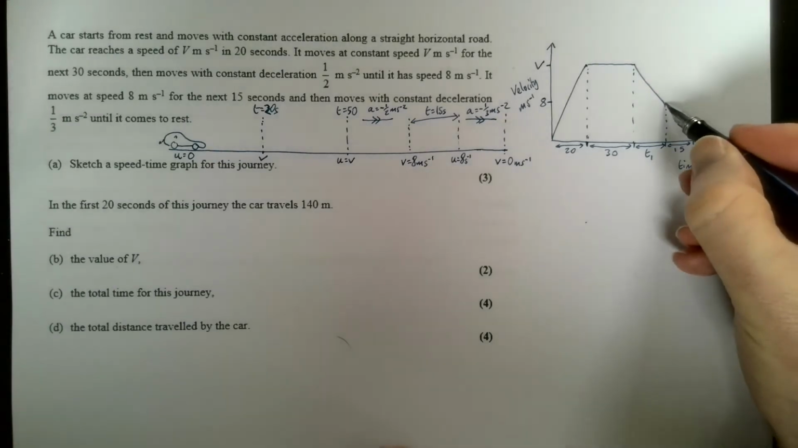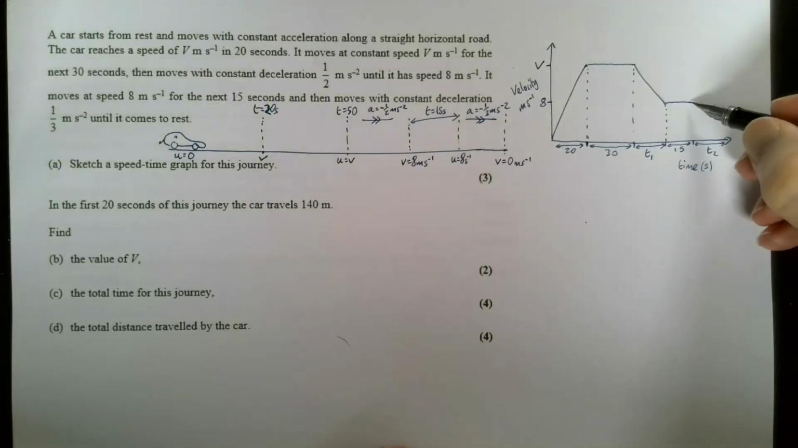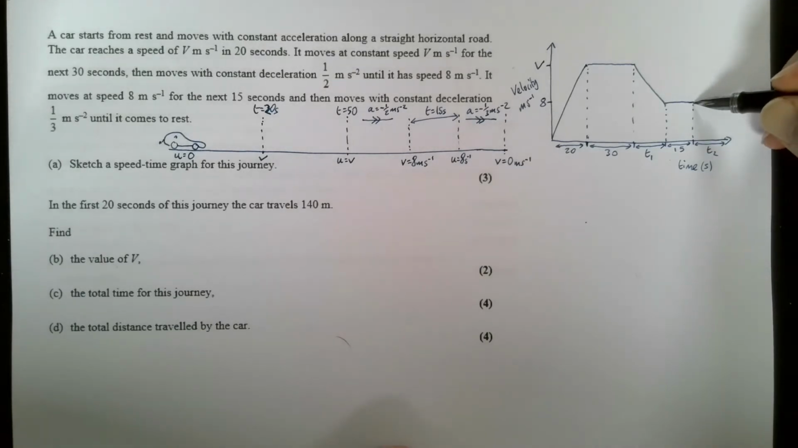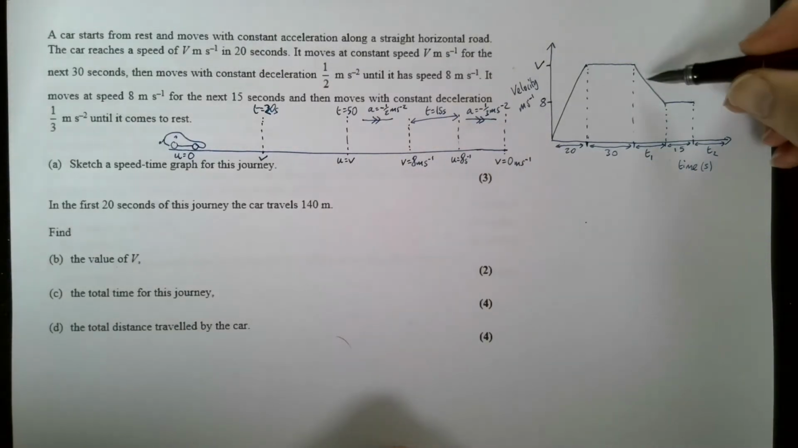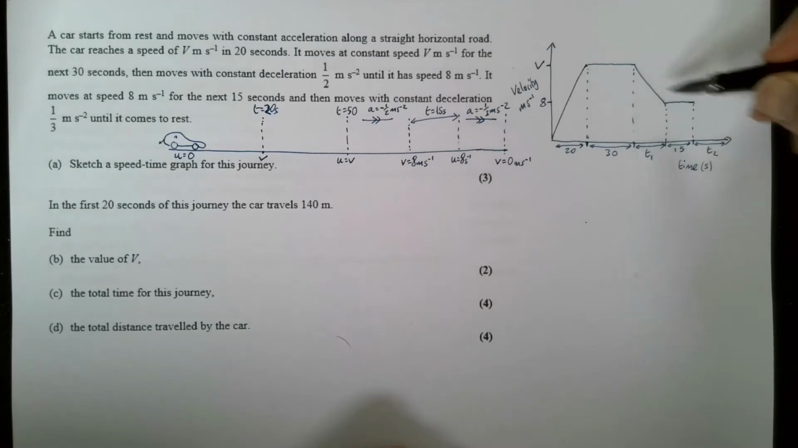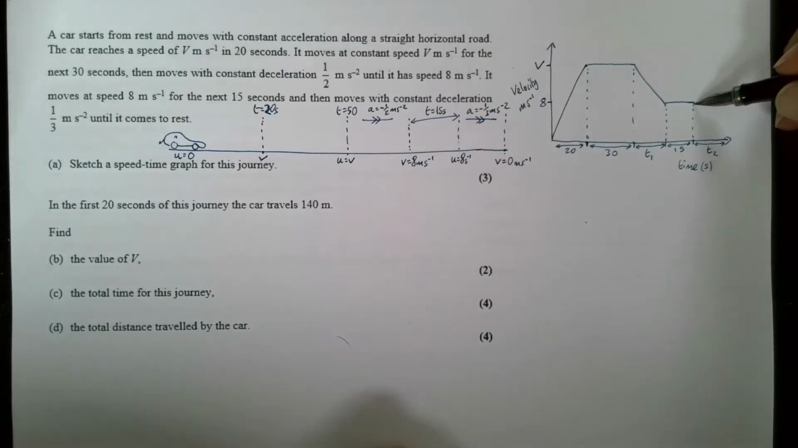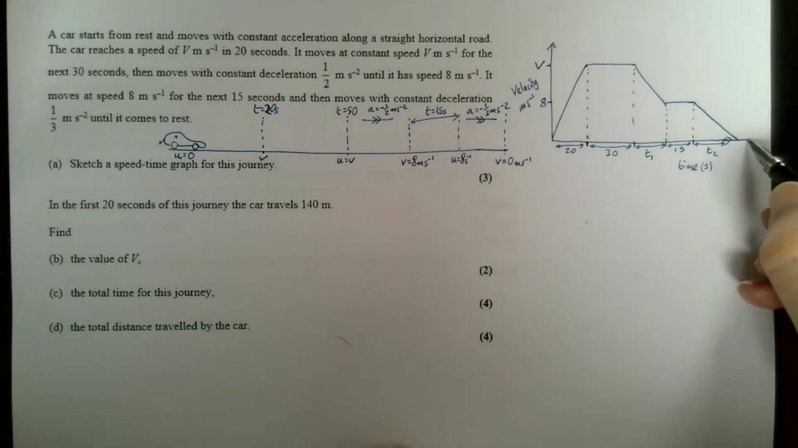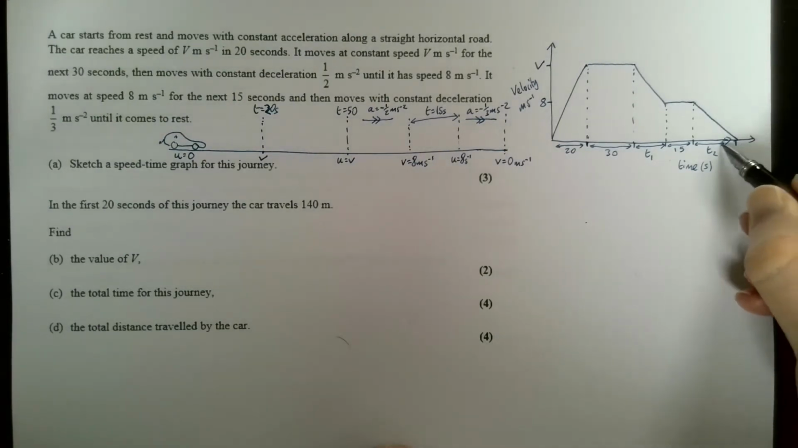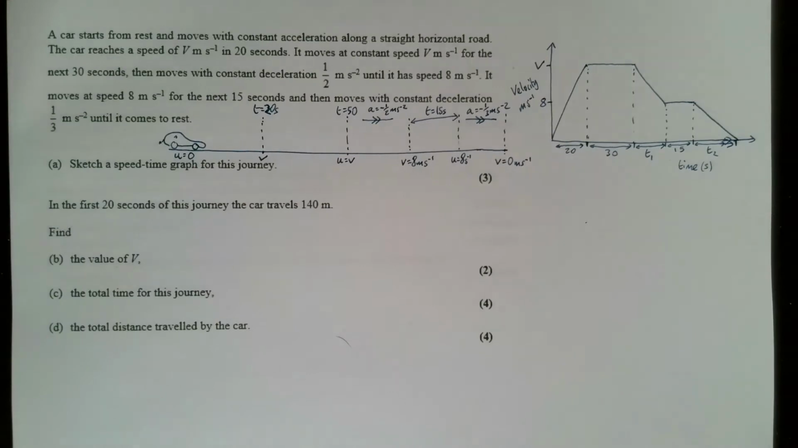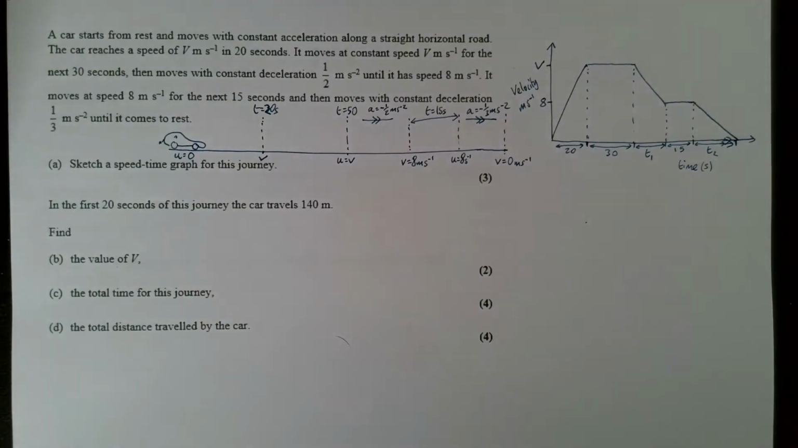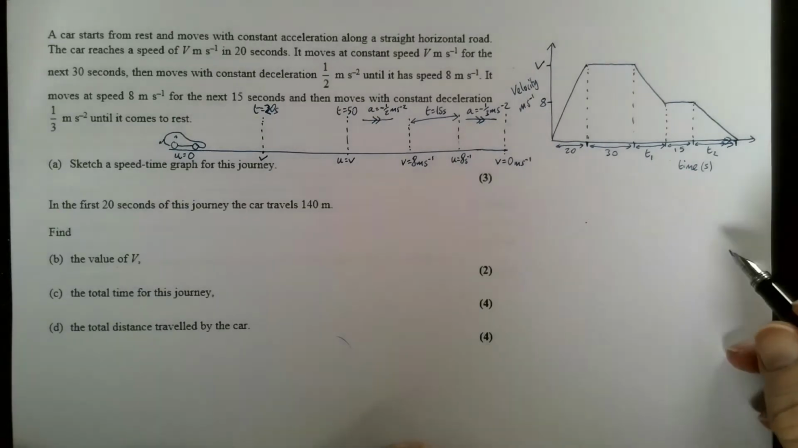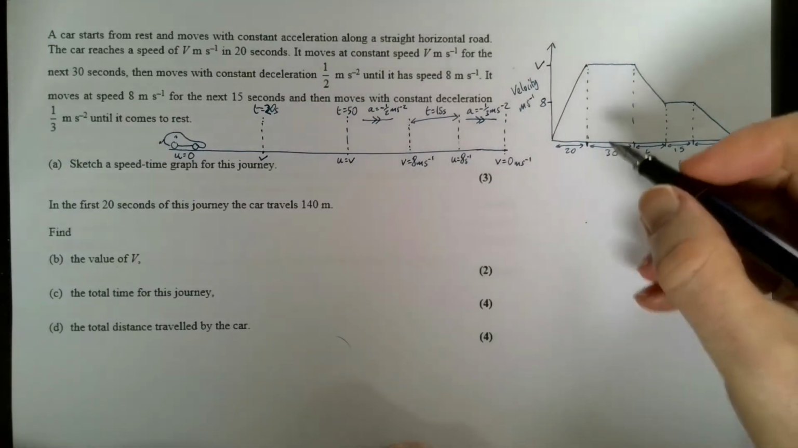Then it flattens again and stays at 8 for 15 seconds. And then we have a time at which the next bit has to be less steep than the bit we had before, so I'm actually going to lengthen that to there. All right, and that's your 3 marks on that. Now finding the value of V. So that's part A.